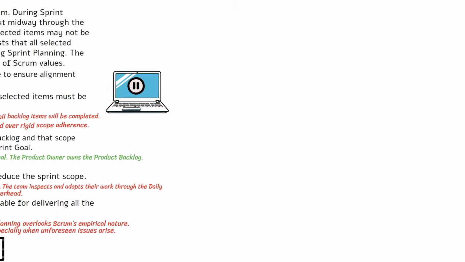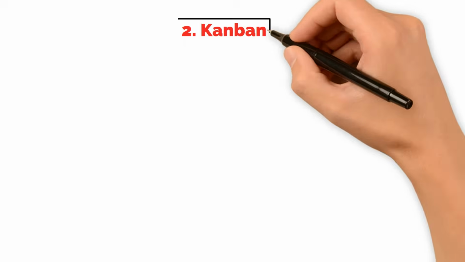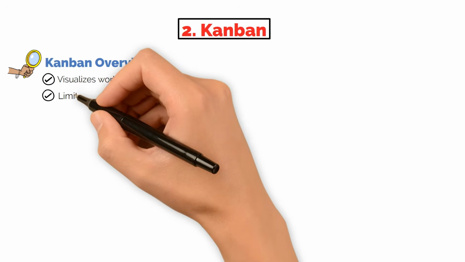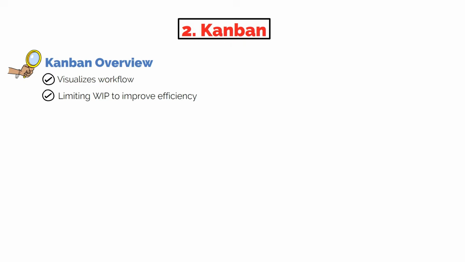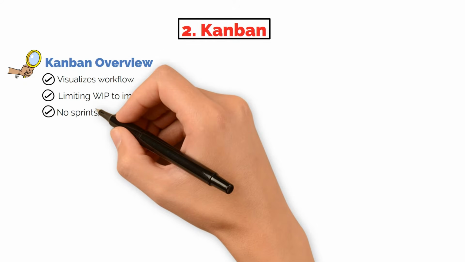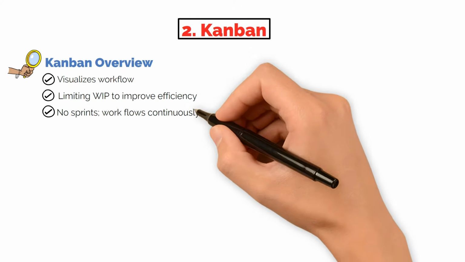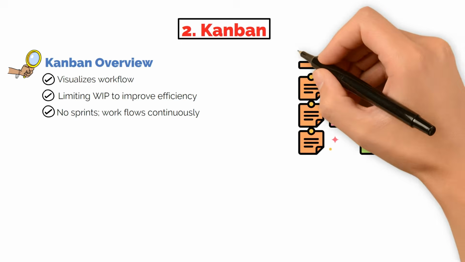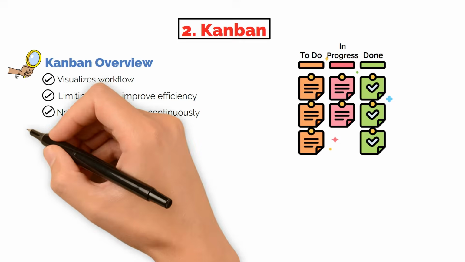Okay, let's move on if you are ready. 2. Kanban. Kanban focuses on visualizing workflow and limiting work in progress to improve efficiency. Unlike Scrum, Kanban does not use sprints. Work flows continuously through stages defined on a Kanban board, such as to do, in progress, and done.